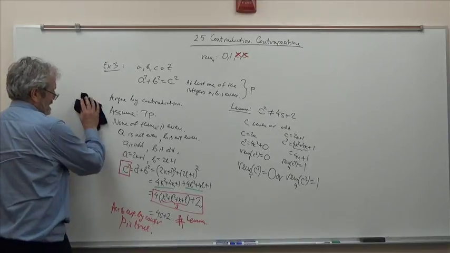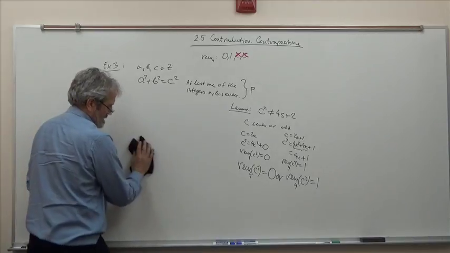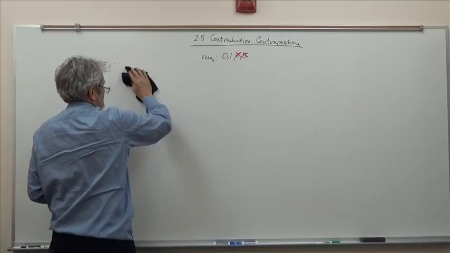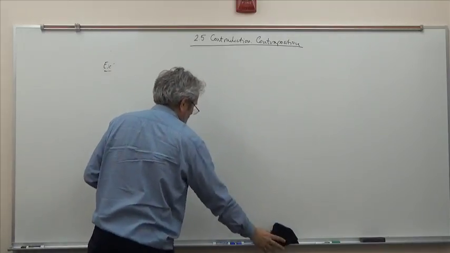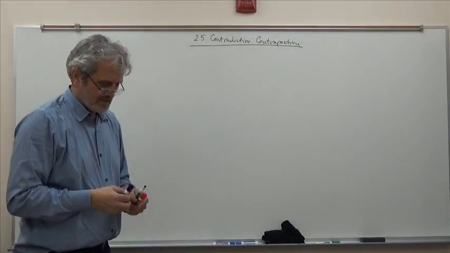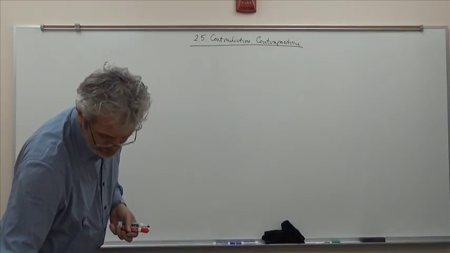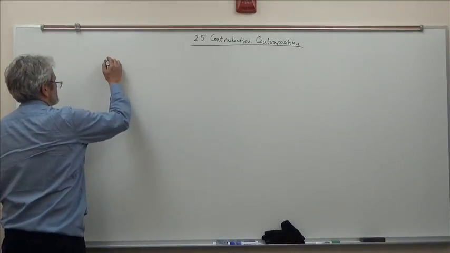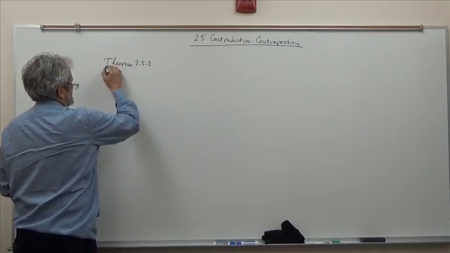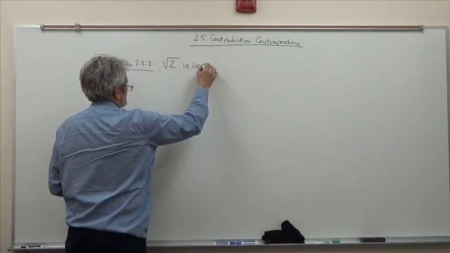All right, let me now show you a couple more little trickier examples, and then at the end I will talk about the contraposition, so I'll reorder the section a little bit with respect to the way it's written in the notes. Theorem 252. It says square root of 2 is irrational.